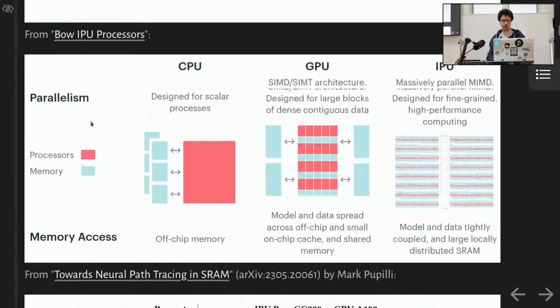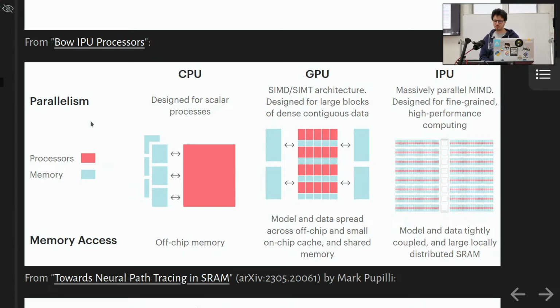Some comparisons with CPUs and GPUs. The main striking difference is that the IPU uses multiple instructions, multiple data. So each core can run a different stream of instructions instead of doing the same on all the cores at the same time. And so you can also have programs that are more complex because, again, each core in parallel can do different things. You can see here the other differences, but I think the multiple instructions, multiple data paradigm is the main outstanding feature of the IPU.